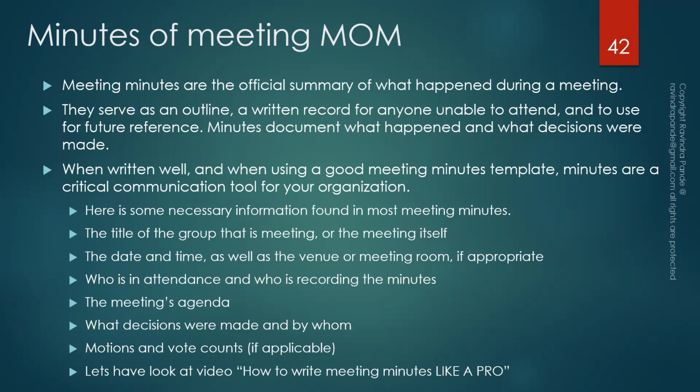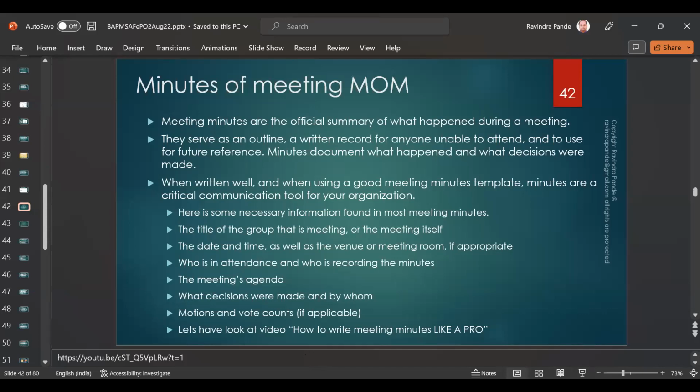We normally record the meeting online as well. And then the meeting's agenda, which is circulated, circulated by whom, who called this meeting, and so on and so forth. Then what decisions are made in the meetings, by whom, who initiated, who supported, and so on and so forth. Motions and vote counts, if there are votes, so who all have cast their vote against, pro, and so on and so forth. Okay, let me share a video with you, which is really a great guidance point, a really great help for writing the best minutes of meeting.